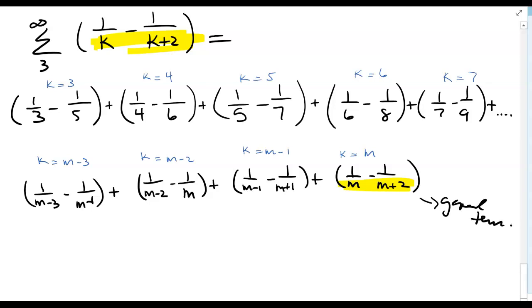Okay, so show me what's happening. You tell me. Well, 1/5 cancels with 1/5, right? 1/6 cancels with 1/6. 1/7 cancels with 1/7. Correct. And as this were to continue, you can imagine 1/8 canceling, 1/9 canceling, correct? So what do we really have? We have a 1/3 and a 1/4. And when we look at these, what cancels away?